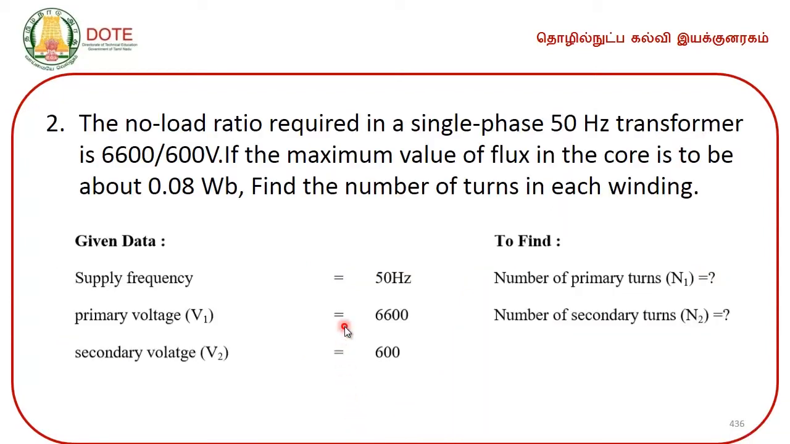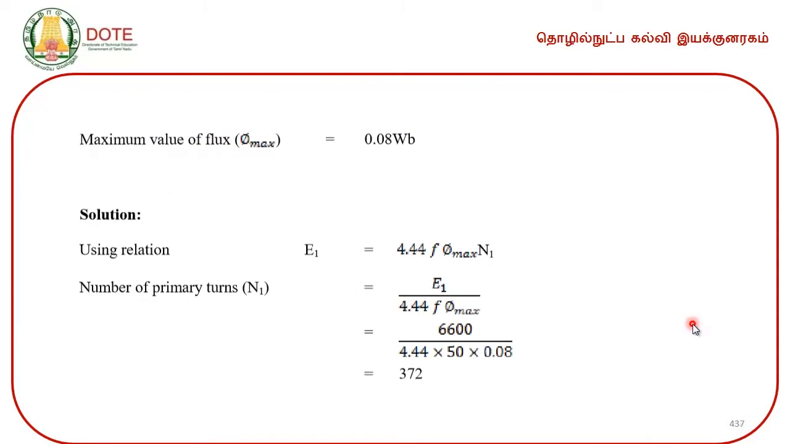Now, let us move on to the second problem. The no load ratio required in a single phase 50 Hertz transformer is 6600 divided by 600 volts. If the maximum value of flux in the core is to be around 0.02 Weber, find the number of turns in each winding. Given data: supply frequency 50 Hertz, primary voltage V1 is equal to 6600 volts, secondary voltage V2 is equal to 600 volts. Then we need to find out the number of primary turns and the number of secondary turns.